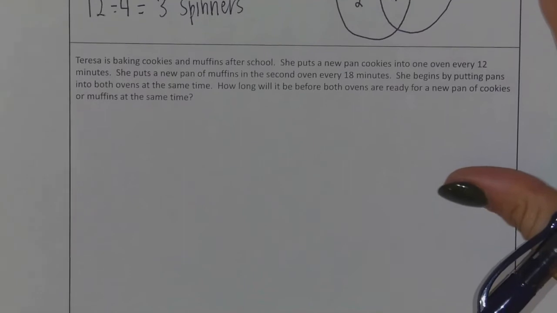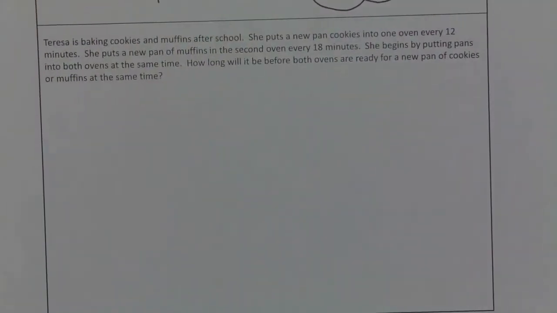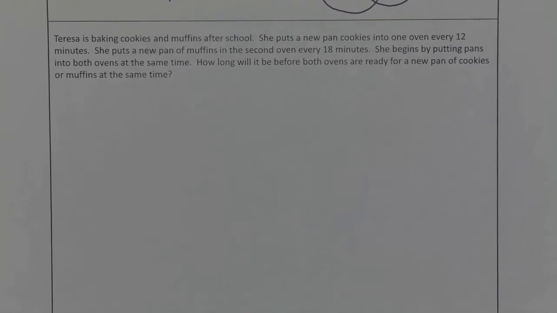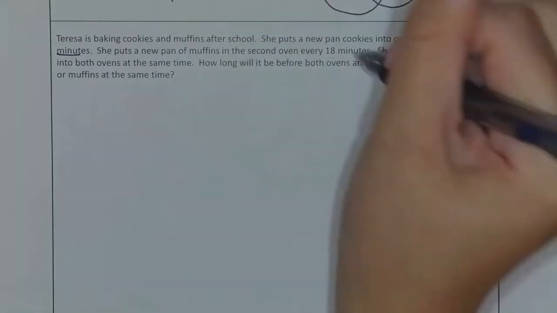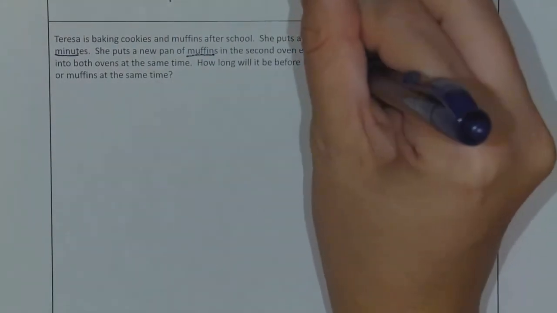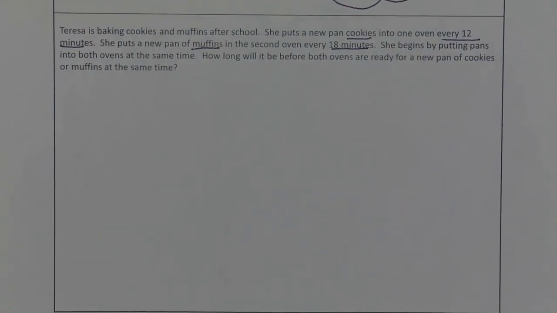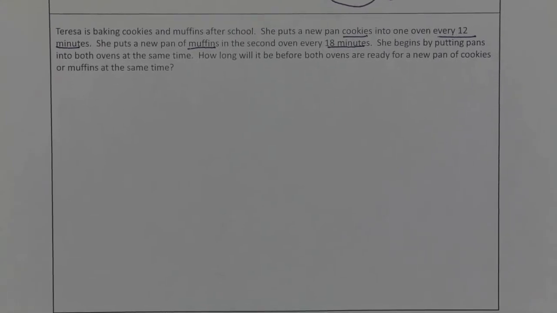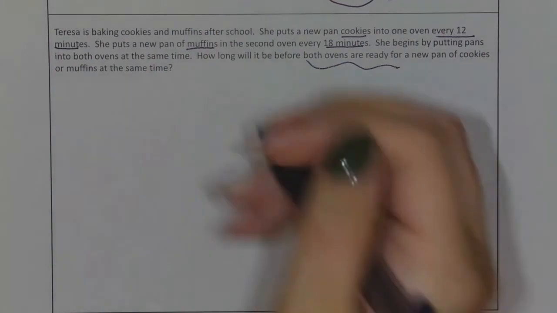Okay, looking at our next one, it says Teresa is baking cookies and muffins after school, and I hope Teresa invites me over. She puts a new pan of cookies in one oven every 12 minutes. So cookies every 12 minutes. She puts a new pan of muffins in the second oven every 18 minutes. She begins by putting pans into both ovens at the same time. So how long will it be before both ovens are ready for a new pan of cookies or muffins at the same time?